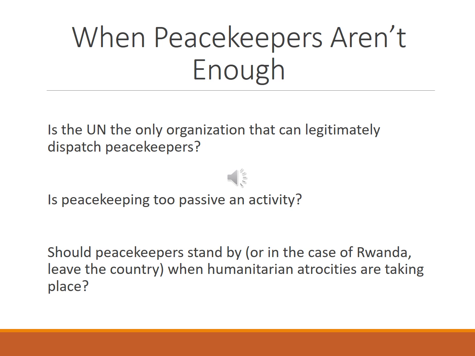For example, Rwanda, where the peacekeepers more or less stood by when you had a humanitarian atrocity taking place. It should be pointed out that here, many of the perpetrators and initiators of the genocide actually attacked UN peacekeepers, and many of them were killed. So it's not clear what the role of the peacekeepers should be here when you have what looks like a very dangerous and deadly situation taking shape.